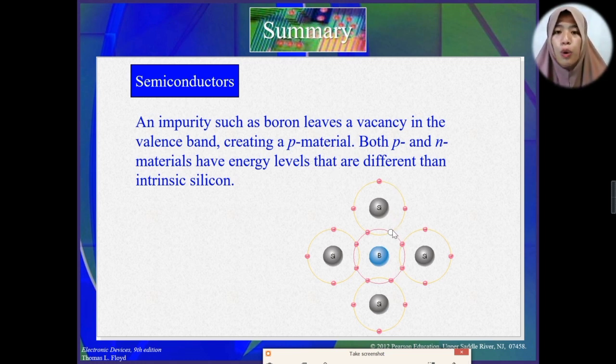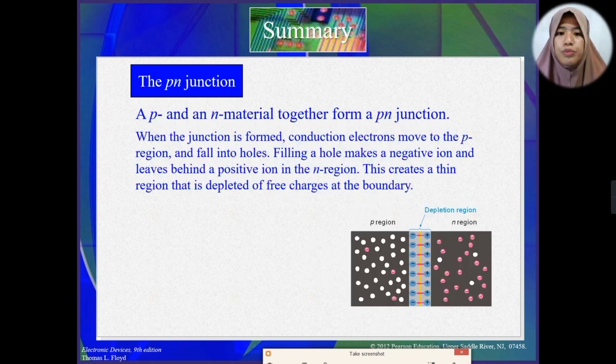So again, there is a hole here, a hole from the boron atom. Examples of other elements in the periodic table that we can use as impurities to create P materials are indium and gallium.